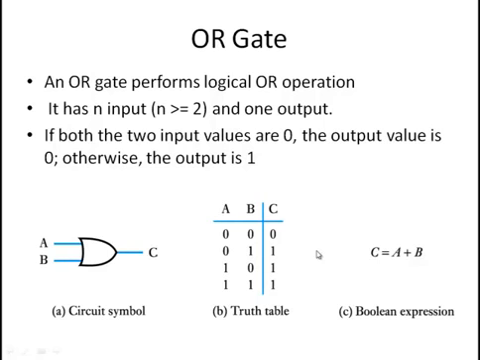This concept is very important here. Further, the important conclusive remark that can be drawn from this truth table is: if both the input values are 0, like here, then the output value is also 0, otherwise the output is 1. It's just a simple conclusive remark from this truth table. Important is the symbol, truth table and Boolean expression.